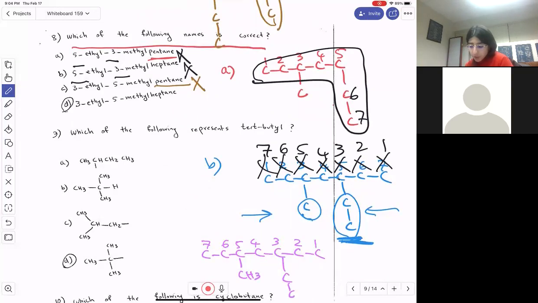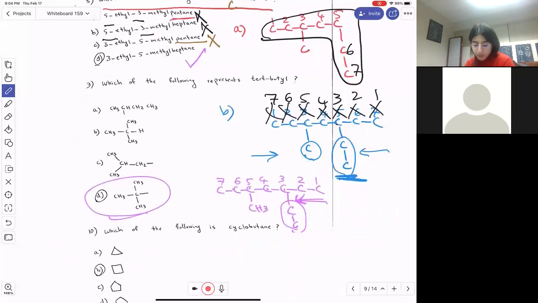Okay, so here alphabetically is prioritized. So we name this way, and I cannot find anything wrong with it. 1, 2, 3, 4, 5, 6, 7. This is also 7 carbons, so this is correct. Which of the following represents tertiary butyl? You know, we just went through this, just remember these things.